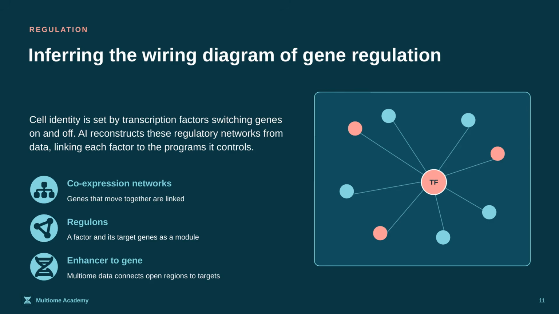We can also infer the wiring diagram of gene regulation. Cell identity is set by transcription factors switching genes on and off. AI reconstructs these networks from data: co-expression links, regulons that group a factor with its targets, and enhancer to gene connections revealed by ATAC data.